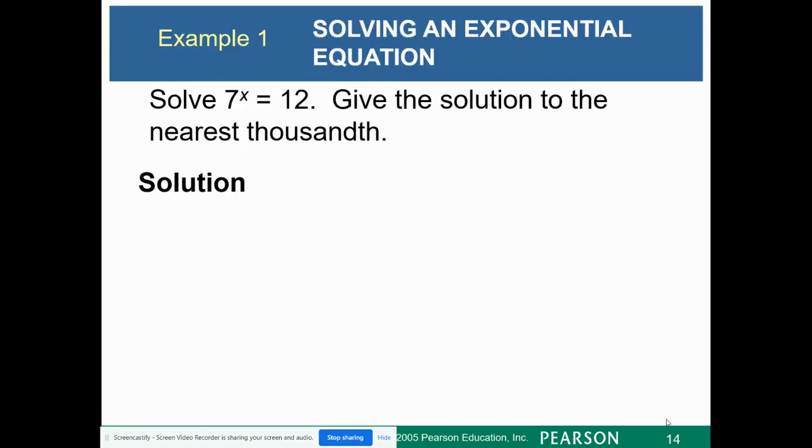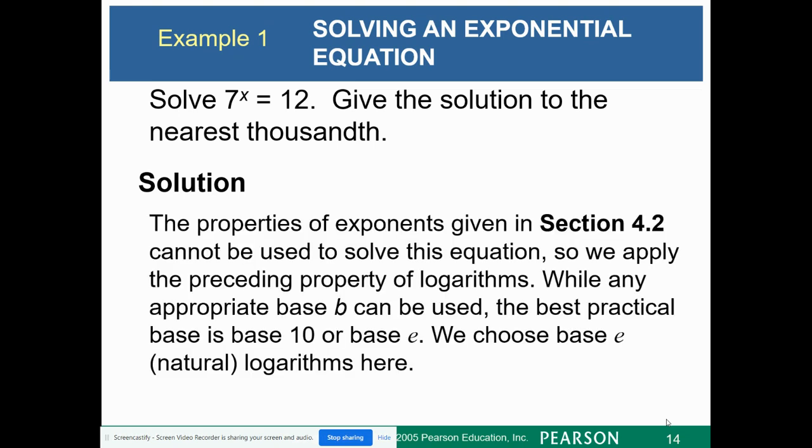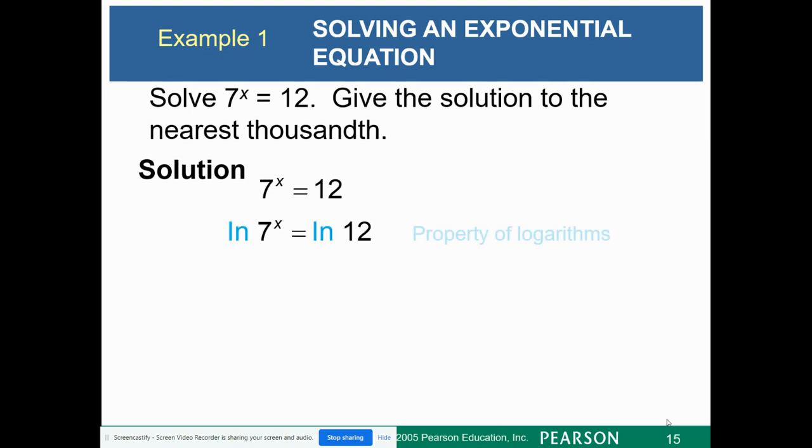Here's example 1. 7 to the x power equals 12. There are no logarithms in this problem, so we'll use the property that says x equals y if and only if the log of x equals the log of y. So we're going to take the log of both sides. Because we're going to end up using a calculator, you want to use log base 10 or log base e. In other words, a common log or a natural log. We're just choosing to use the natural log. So we take the log of both sides.